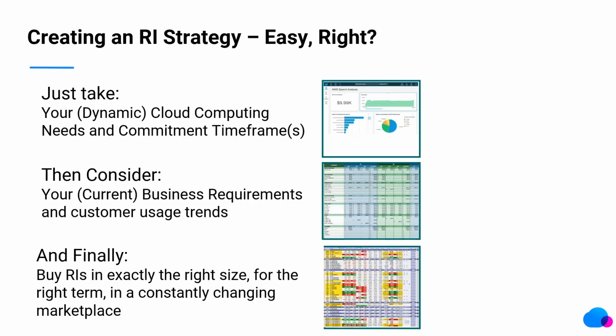Sorry, Patrick, just a quick question. So how should people go about right-sizing their compute initially, just to ensure that they don't select the wrong RIs?